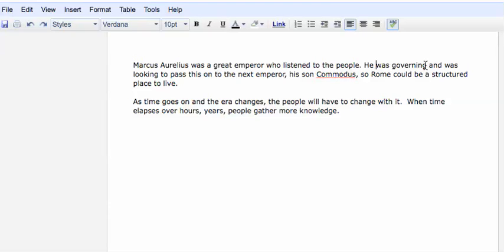And rather than "he was governing," because Marcus Aurelius lived almost 2,000 years ago, we can say "he governed." Right? Because Marcus Aurelius's reign is done, and he's never going to come back and do it again.